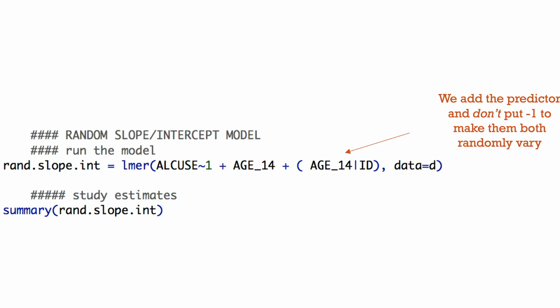Again, everything outside of the parentheses is a fixed effect, so we have a fixed slope and a fixed intercept. And within the parentheses, we have a random slope. Now, we don't have a 1 in there. And the reason why is because in R, you don't have to specify a 1.